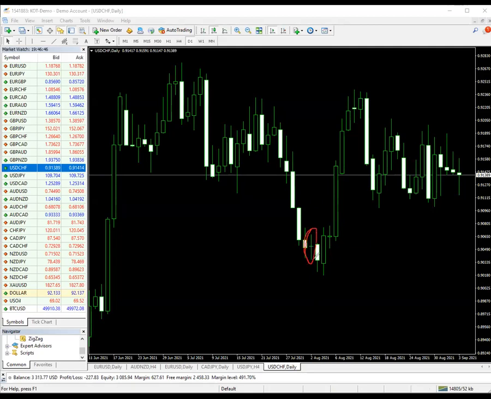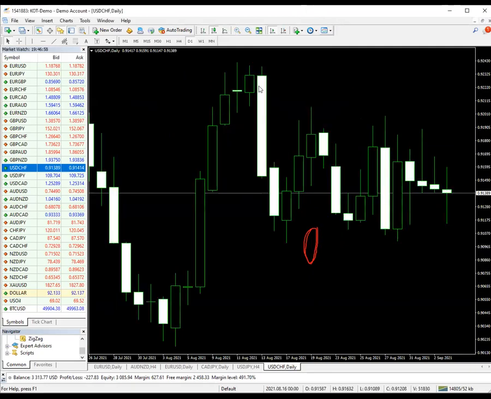Look at where I have just circled. Can you see it? Maybe I should zoom a bit and then we'll see if we can see it. Let me clear this. Now, look at this point here. Can you see a spinning top here? Look at it here. Can you see where I'm circling? There's a spinning top there.